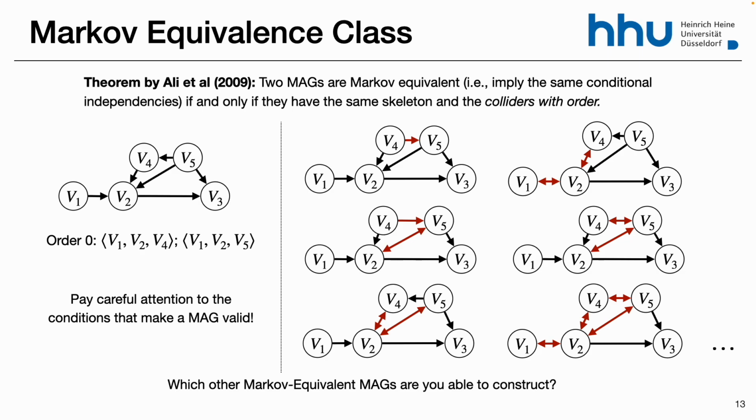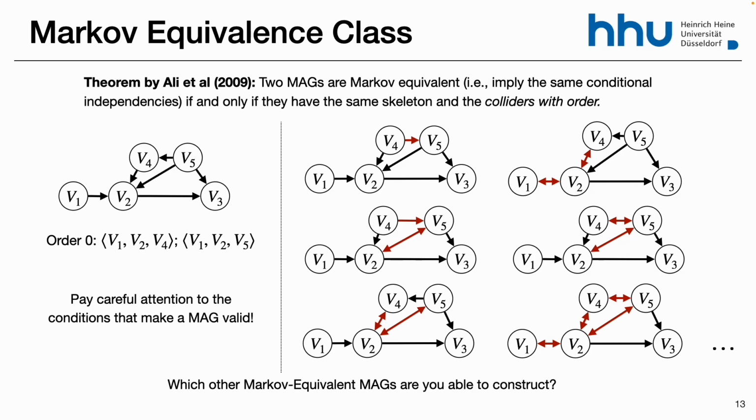So this collider here, it's fine because it's not a collider with order. It's shielded because of V2 and V4, and there's no discriminating path of higher order here.